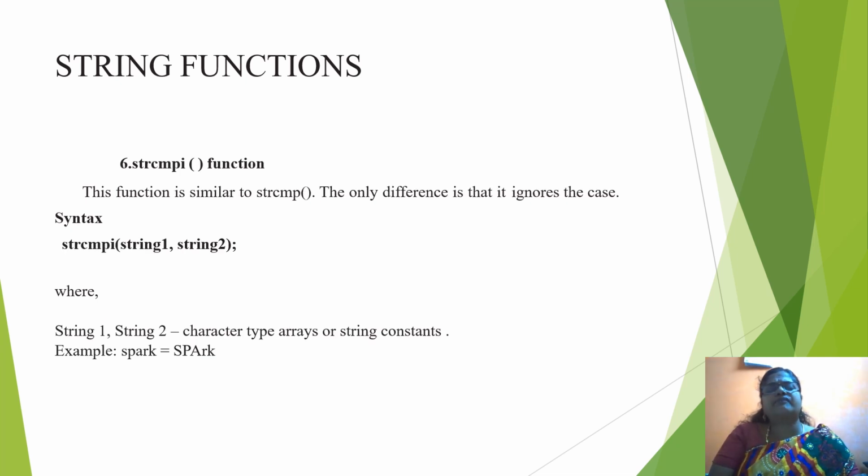The string comparison function strcmpi is similar to strcmp. The only difference is that it ignores the case. strcmpi(string1, string2), where string1 and string2 are character type arrays or string constants. Example: "spark" in small letters is equal to "SPARK" in capital letters, and to a mix of capital and small letters.